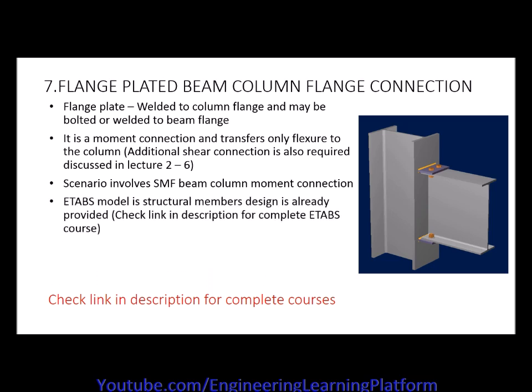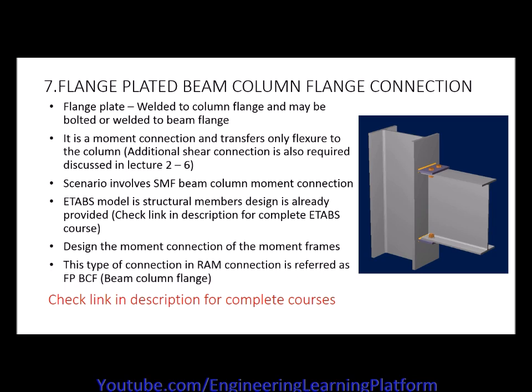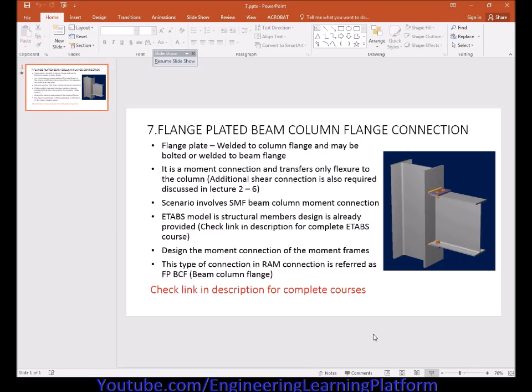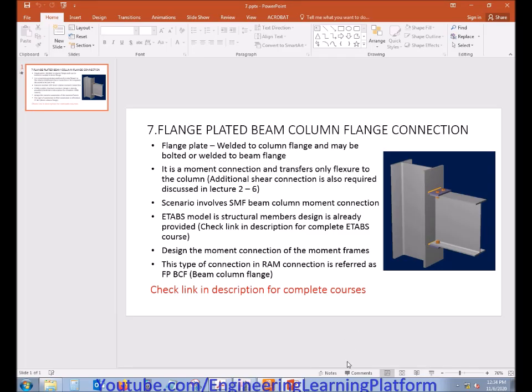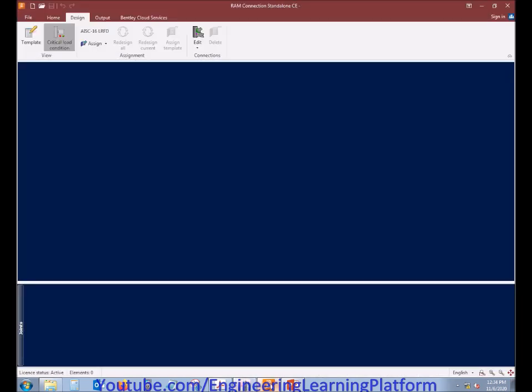The scenario involves a special moment resisting frame beam column connection. The ETABS model for the structure is already provided. We have to design the moment connection for the moment frames. The type of connection in RAM Connection is referred to as beam column connection FPBCF. In the last video, we designed the FPBCW, that is beam column web connection. In this lecture, we will do the beam column flange connection, sorry.